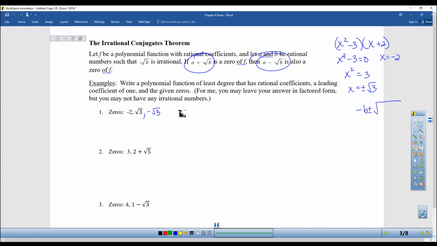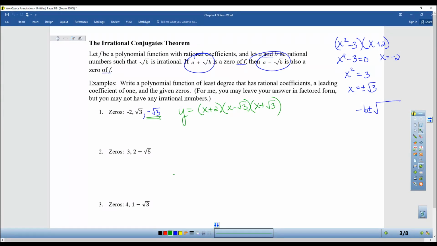So we can write this the exact same way we just did. x plus 2 must be a 0. x minus the square root of 3 must be a 0. But it's your job to think of this on your own. They're not going to give it to you. So x plus the square root of 3 is the last 0.